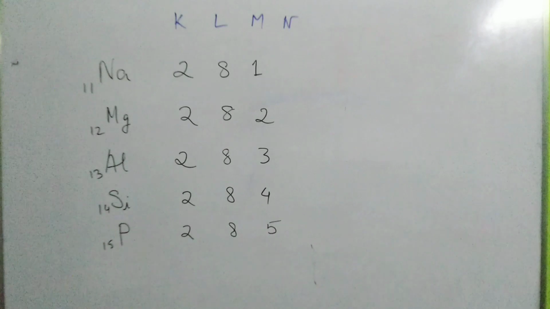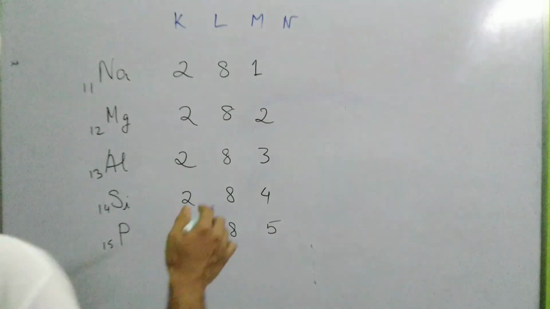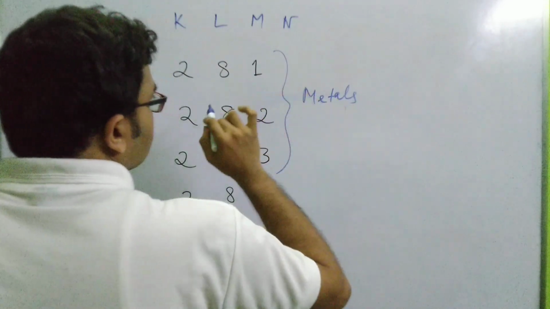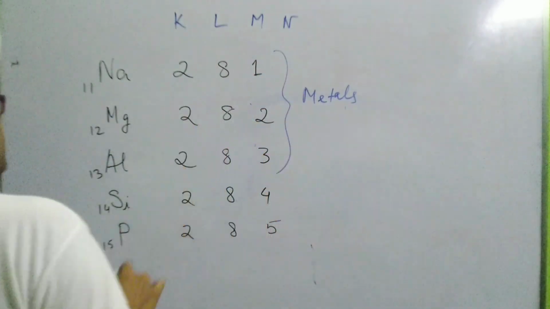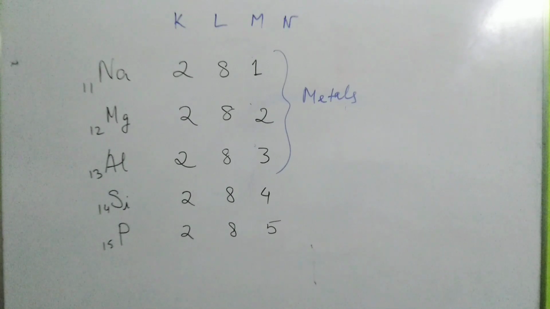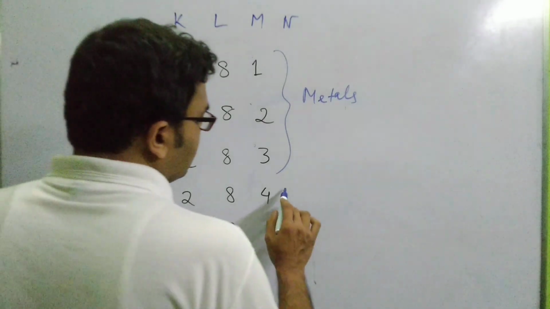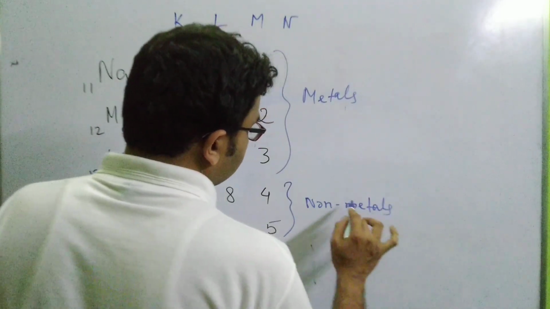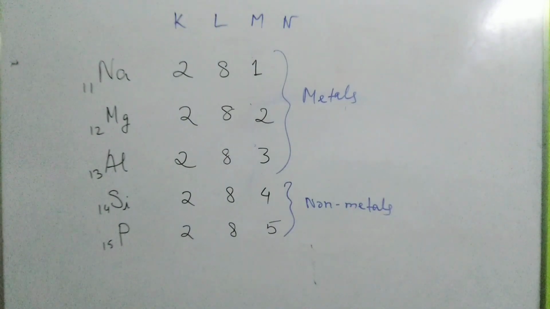Okay, so here you can see that the first three, sodium, magnesium and aluminium, are basically metals. Why metals? Because they have 1, 2 or 3 electrons in the outermost shell. In the previous class we also saw that the elements classified as metals, which show metallic properties, have 1, 2 or 3 electrons in the outermost shell. Whereas these two are non-metals. The non-metals have 4, 5, 6 or 7 electrons in the outermost shell. So here you can see 4 and 5.